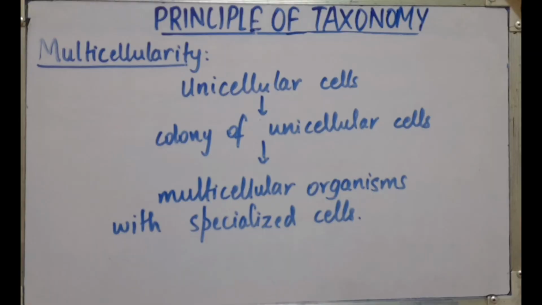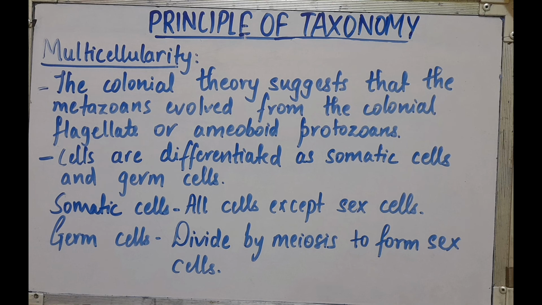So how are multicellular organisms formed? Firstly, unicellular cells combine and form a colony of unicellular cells. And this colony forms multicellular organisms with specialized cells. The colonial theory suggests that the metazoans evolved from colonial flagellated or amoeboid protozoans. The colonial flagellate hypothesis proposes that multicellular organisms evolved from a single flagellated cell. The modern green alga Volvox has evolved into a multicellular organism due to specialized cells.